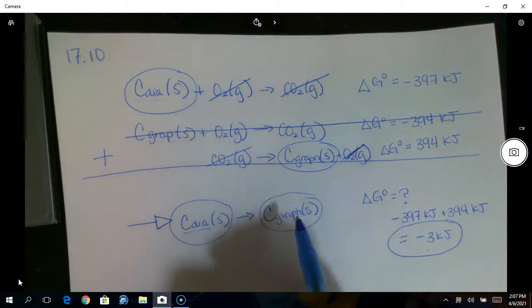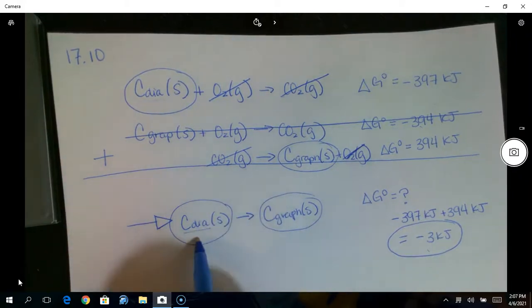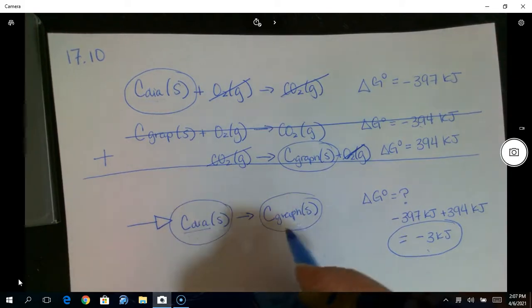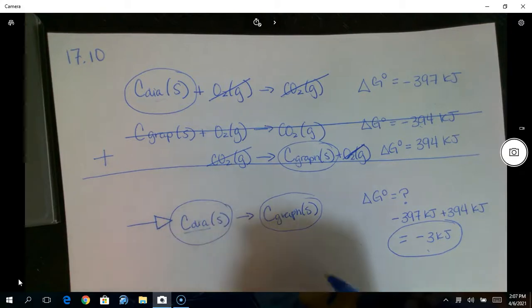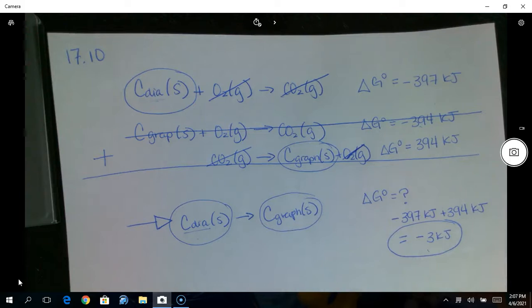You can also see that graphite isn't going to spontaneously form into diamond. You have to put in energy to make the reverse thing happen. So if you've ever learned how diamonds are formed, they're formed underground in a whole bunch of pressure, and that pressure is putting in the energy to be able to make this reverse reaction happen.